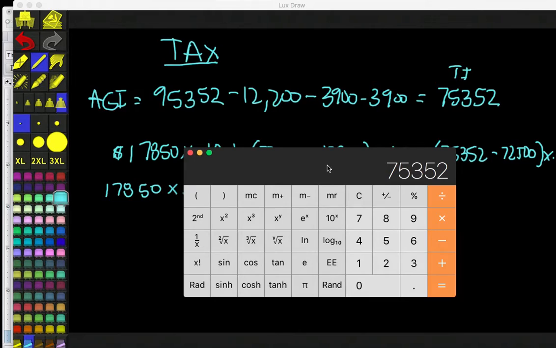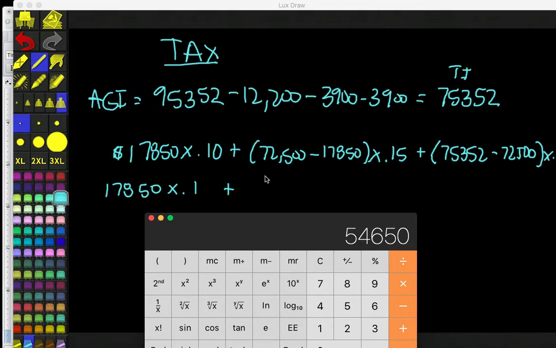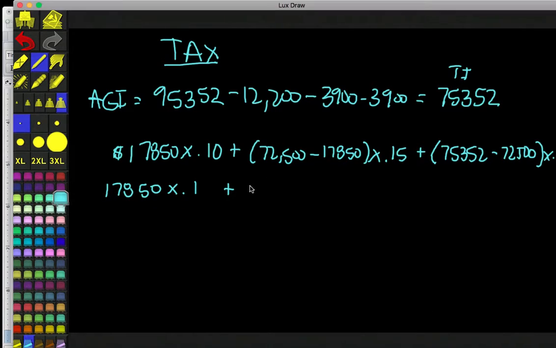I just think you can never be too careful. So I'm a big fan of writing things out and working out the little details, even if you think you can do it in your head. Okay, so my number here that I'm going to be multiplying by 15% is 54,650 times 0.15. Okay. Then I'm also going to do the same thing for that.